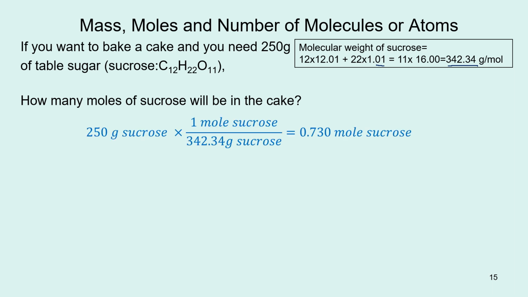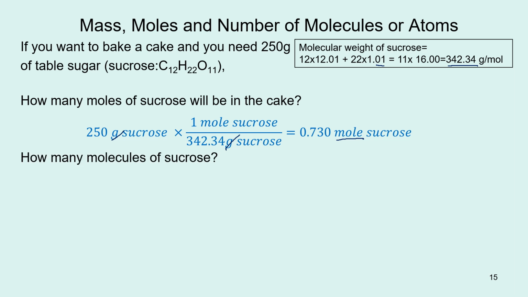All right, I have 250 grams of sucrose, and I know there's 342.34 grams for every mole. So I put grams on the bottom, so they cancel, and my answer will be moles. 250 times 1 divided by 342.34. To 3 sig figs, 0.730 moles of sucrose. All right, what's the next question?